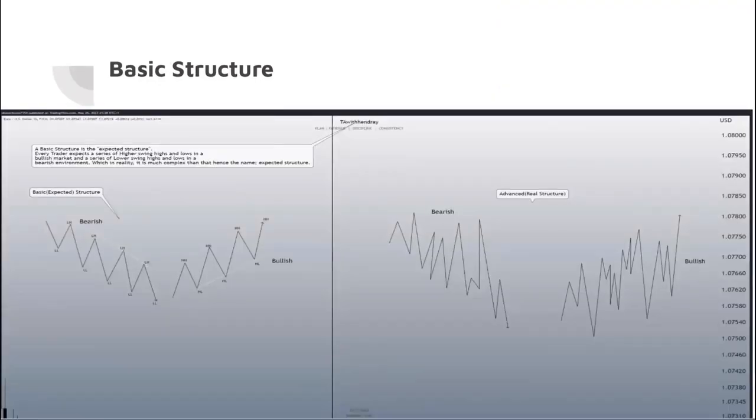All right, now coming back to basic structure. For basic structure, we have lower highs, lower lows, lower highs, lower lows, lower highs, lower lows. That is what makes us say this is a bearish structure in a certain market. And of course, for a bullish structure, right?